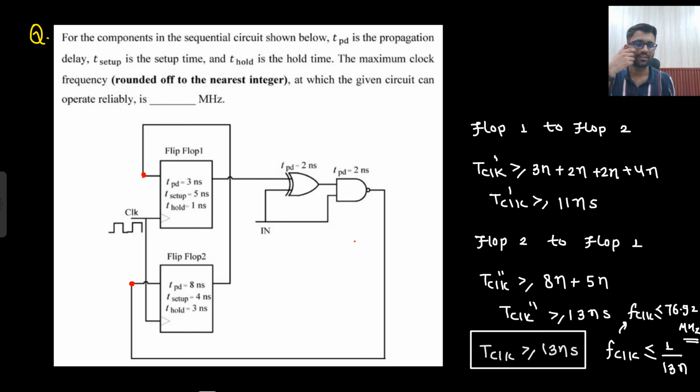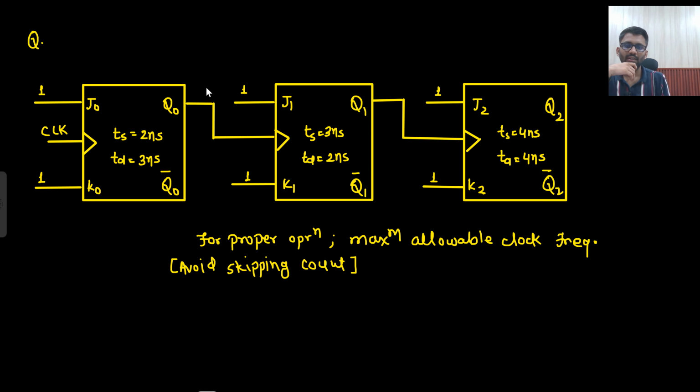This is how you need to solve it. Well and good. Let's see this question. Try thinking on your own. For proper operation, maximum allowable clock frequency. What should be clock frequency? Try thinking on your own. Don't go blindly.